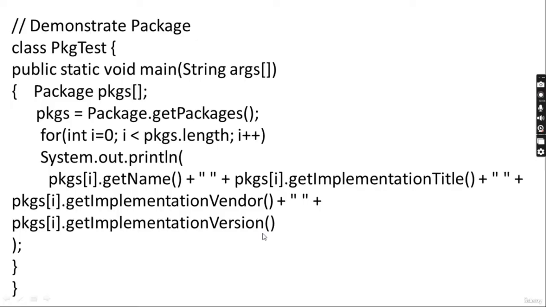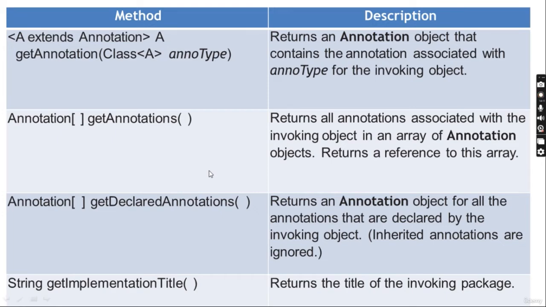Okay, so all the details regarding the package: implementation version, vendor, title, and name. All information is displayed using System.out.println in the for loop. Now we will see the methods available.